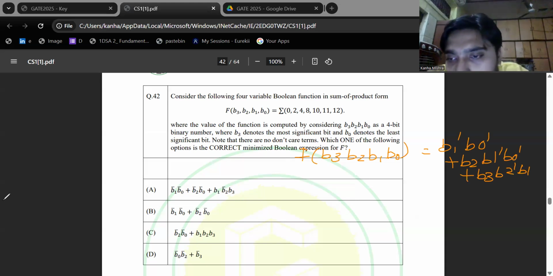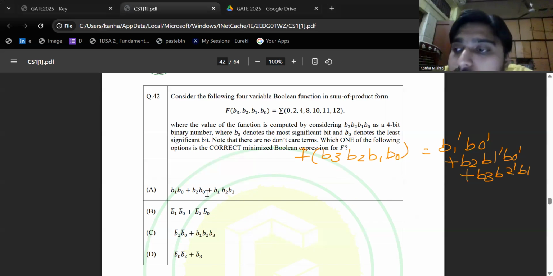Okay, if options are given, we can see which one this is matching with. If you check yourself, this is matching with option A. So option A is the right answer for this particular question. That's it for this particular question.